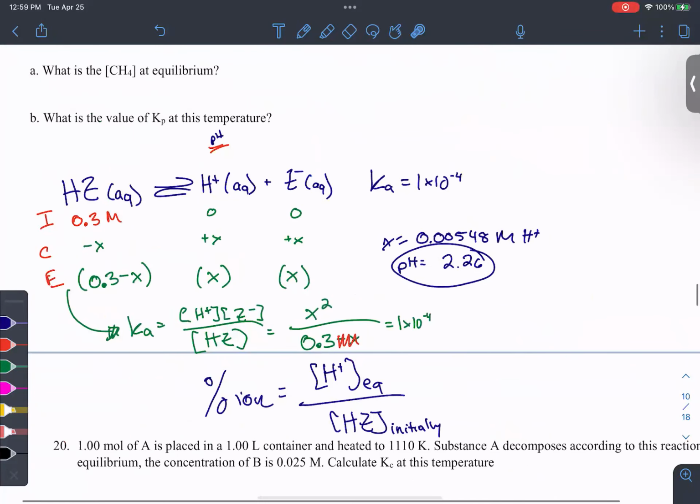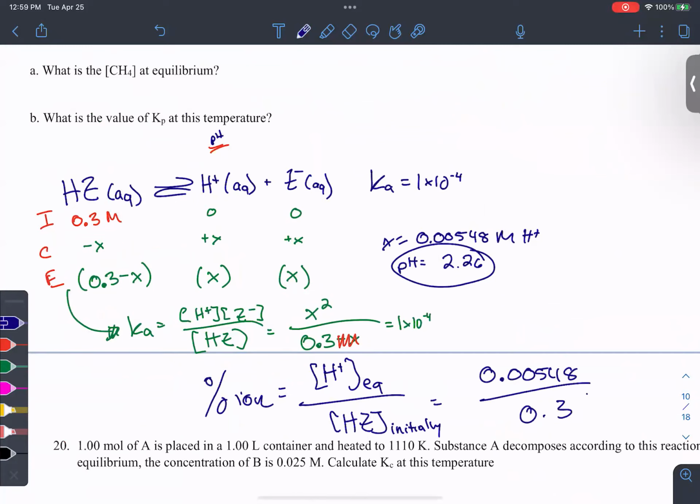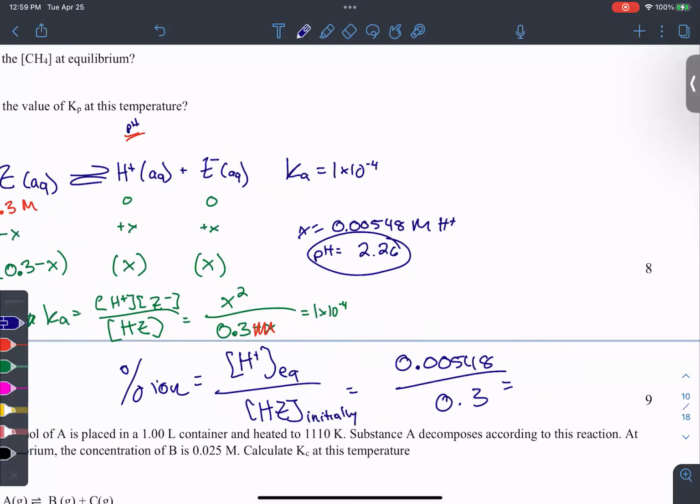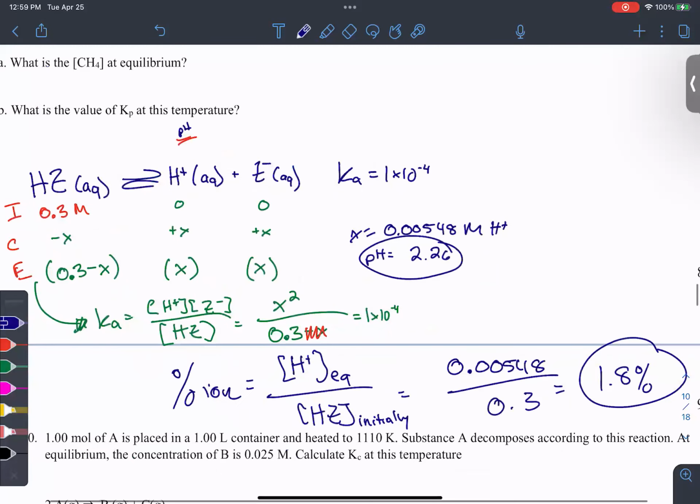And so we see that this value is that x value we calculated, so 0.00548 over 0.3, times 100. We get our percent ionization. Percent ionization is something like 1.8%. So only a little bit of this acid actually ionizes. Okay, so percent ionization is just related to that.